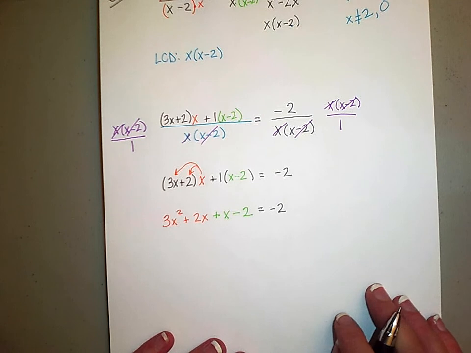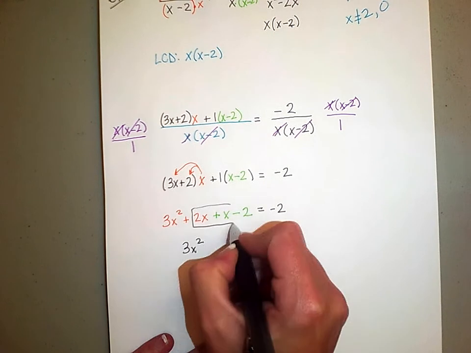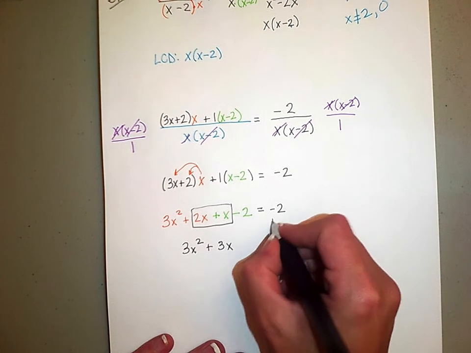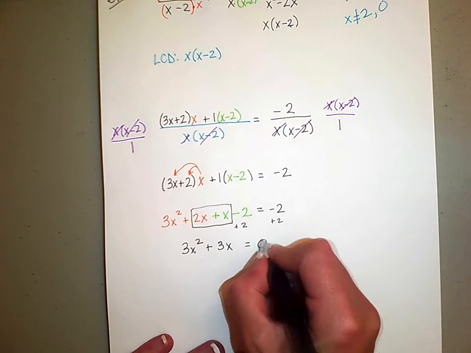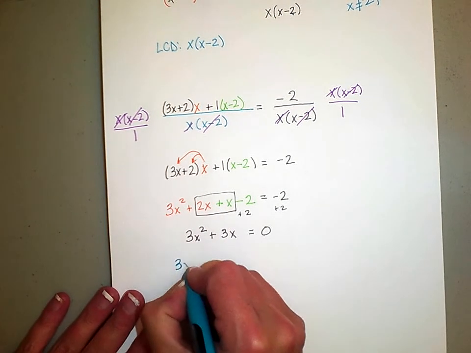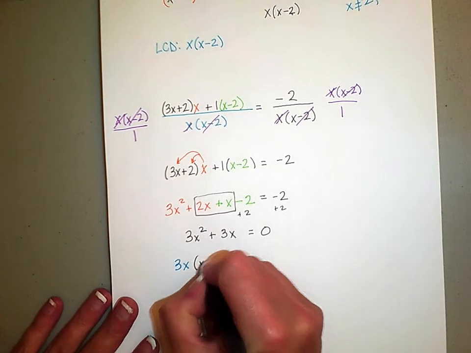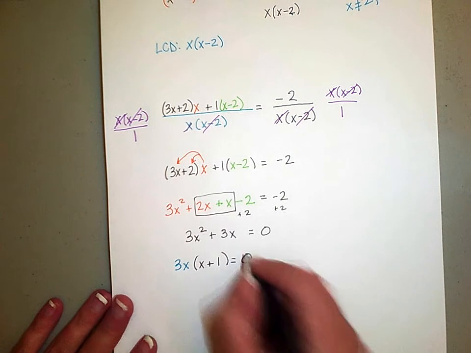And here's our resulting quadratic, so let's try and get this simplified. So this is 3x squared. 2x's plus x is plus 3x. And I'd like it equal to 0, so let's add 2 to both sides, which will make both of these become 0. And let's try and factor this. So in this case, there's a greatest common factor of 3x in both terms, leaving behind an x plus 1. Don't forget about the 1 because we need to distribute it through. Equals 0.